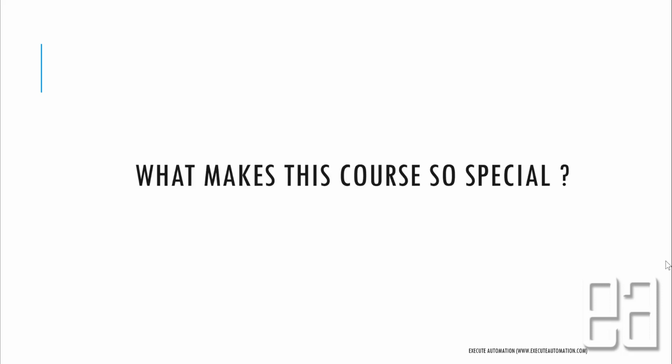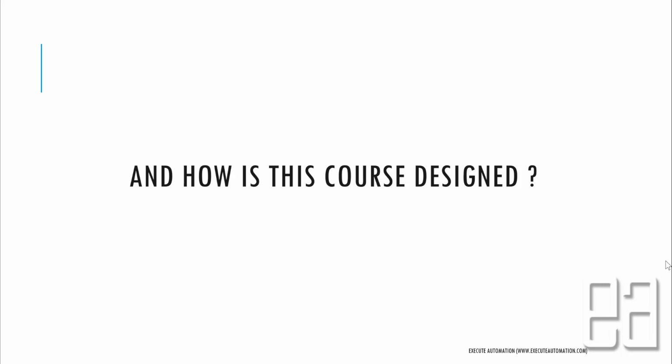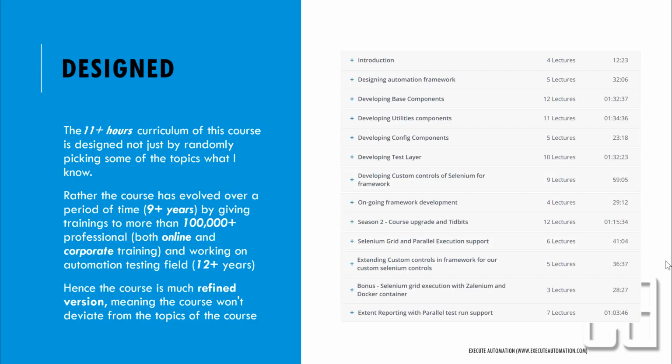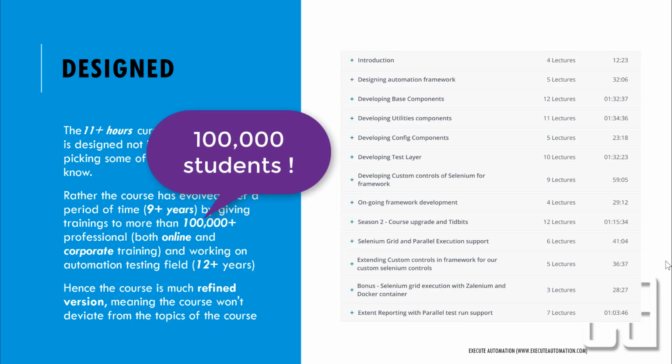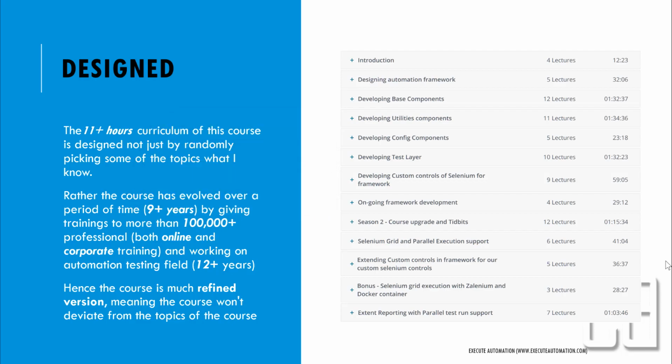What makes this course so special, and how is this course designed? The 11+ hours curriculum of this course is designed not just by randomly picking some of the topics that I know. Rather, the course has evolved over a period of time by giving training to more than 100,000+ professionals, both online and corporate training, and working in the automation testing field for more than 12+ years now. Hence, the course is a much refined version, meaning the course won't deviate from the topic of the course itself.